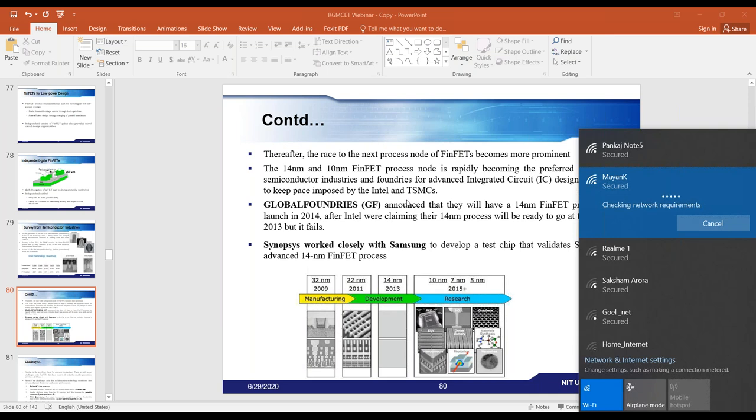And this is the basic survey. Several industries have already focused towards 10 nanometer, 7 nanometer, 5 nanometer FinFET device fabrication. Like your Snapdragon processor, it is completely based on FinFET devices. And I heard that Samsung is also approaching 5 nanometer devices as well.